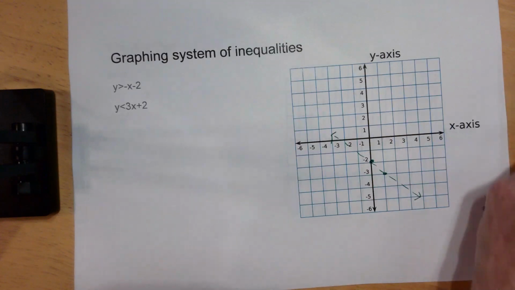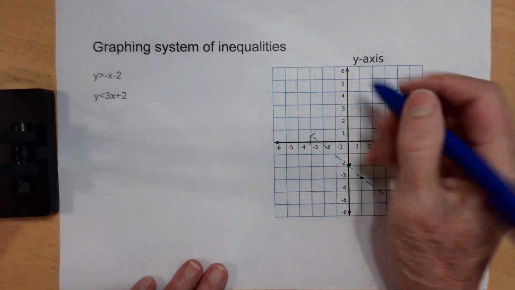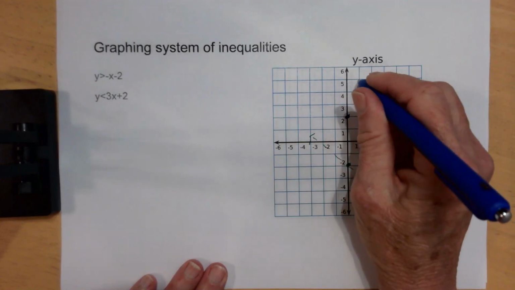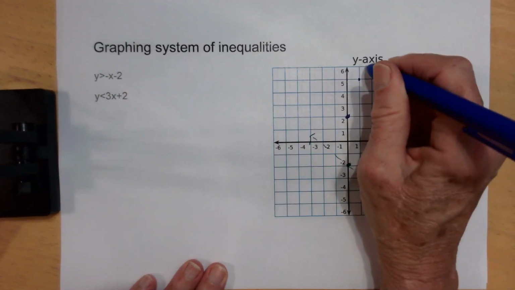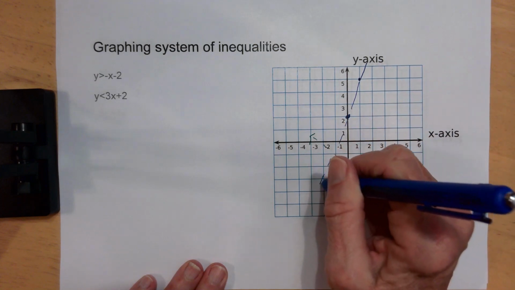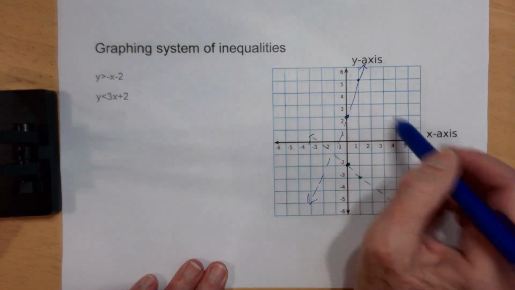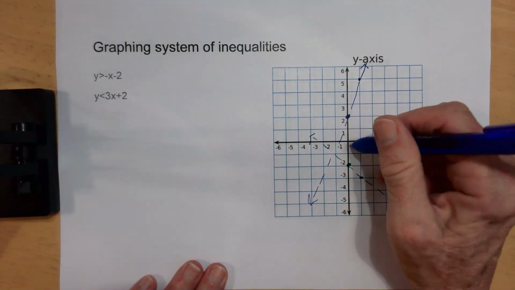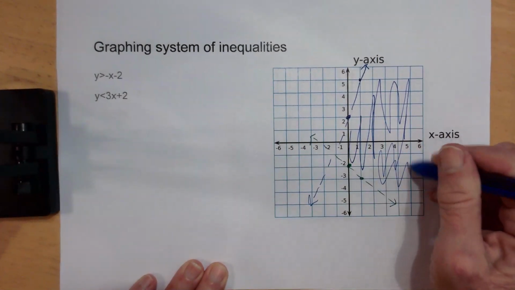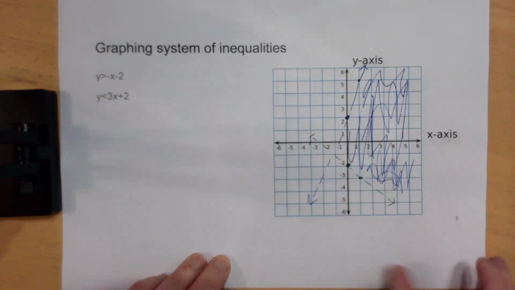I'm not going to shade it until I get the other one on there. So the other one, I'm going to go up 2. And then I'm going to go up 1, 2, 3, and over to the right 1. And again, this is a dotted line because there's no line underneath it. And it's less than the line, so I'm going to shade this way. So the area that they have in common is all of this space right here. So you've got to be able to do that.